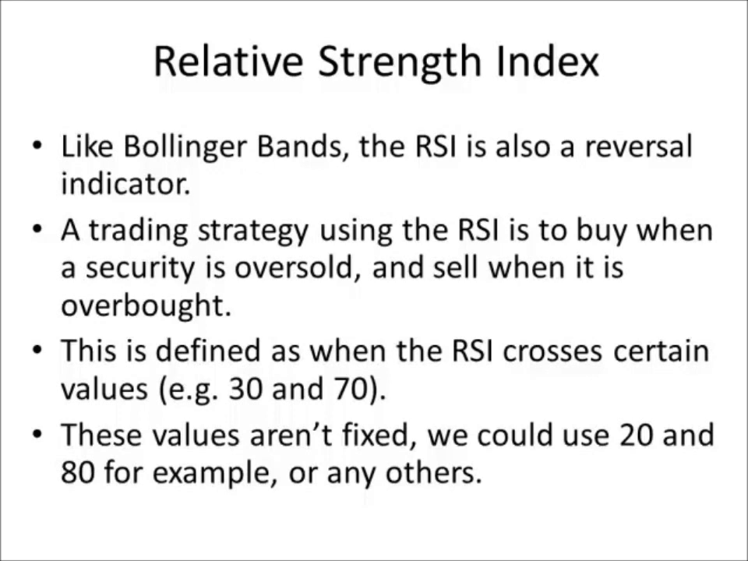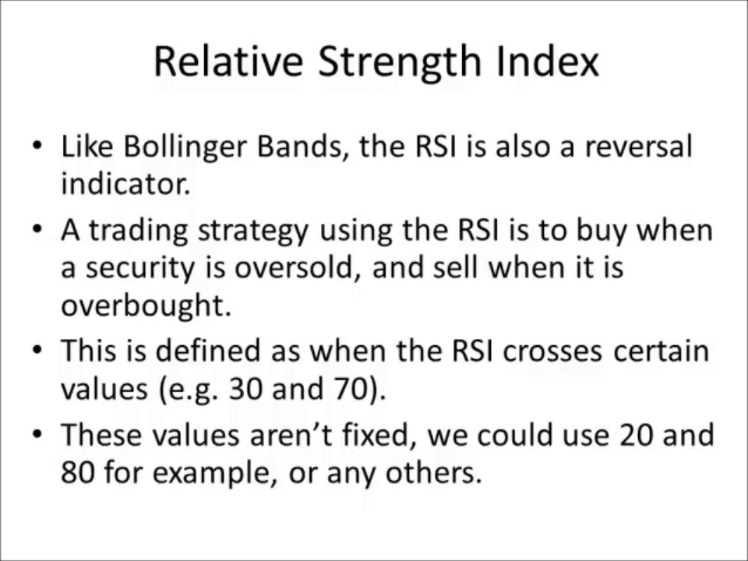What about the fun stuff? How do we create a trading strategy using the Relative Strength Index? Now, like the Bollinger Bands, the RSI is also a reversal indicator, right? It's telling us when a security is overbought or oversold, which is exactly what the Bollinger Band did. With the Bollinger Band, when the price fell below the band, that was oversold, so we bought. When the price went above the band, that was overbought, so we sold. Now in this case, we're going to create a strategy in the same way. When the RSI tells us that a security is oversold, then we will buy it. When the RSI tells us that a security is overbought, we will sell it.